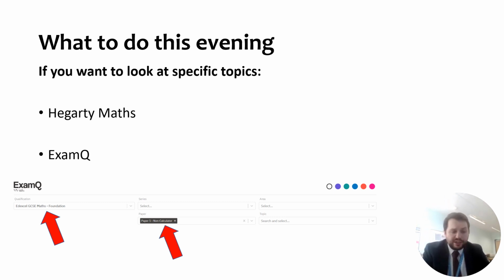So you can change the first filter so it says foundation. You can change the second filter so it says paper 1 non-calculator, the one that you can see here on the slide. And then there is a search bar on the right there where it says topic. You can look up a specific topic and you'll be shown exam questions on that topic, which you can try. And there's a mark scheme there that you can use to mark your work.